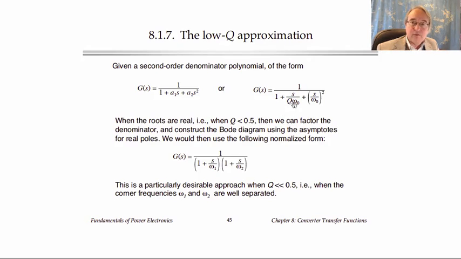However, in the case where Q is less than a half, then we have real poles, and what we would still like to do is to factor the denominator into two real poles like this, and then plot it using the rules for real poles. So we're going to consider in this lecture the details and mechanics of how to factor this and plot as two real poles.